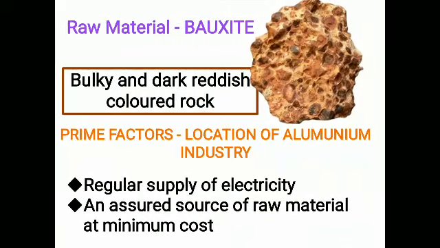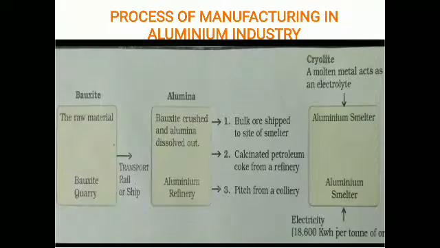So what is the basic raw material from where alumina is extracted? That is bauxite. Bauxite is a bulky and dark reddish colored rock, and it is used in the smelters. You can see the flowchart here. It states that the bauxite raw material is extracted from the bauxite quarry, and transported to the factory area, the aluminium refinery, where the bauxite is crushed and alumina is dissolved.